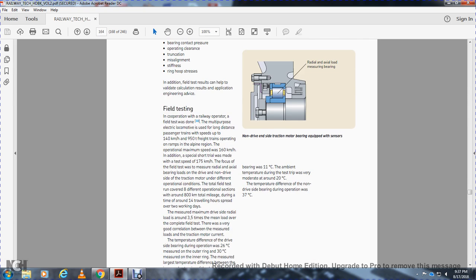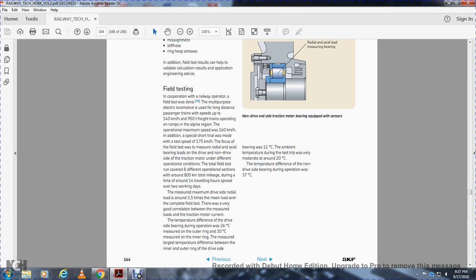Field testing, incorporating the railway operator, was done with the multi-purpose electrical motor on a long distance passenger train with a capability of 140 kilometers, or a 950 ton freight train operating on ramps over the Alpine region. The operation maximum speed was 160 kilometers per hour, and for a special short time frame a test speed of 175 kilometers an hour was reached.